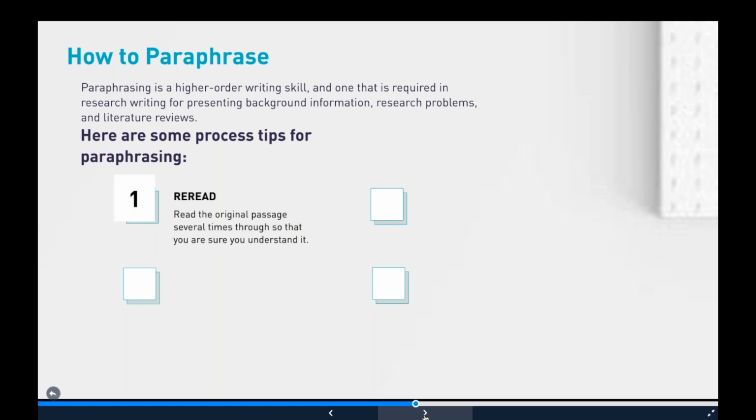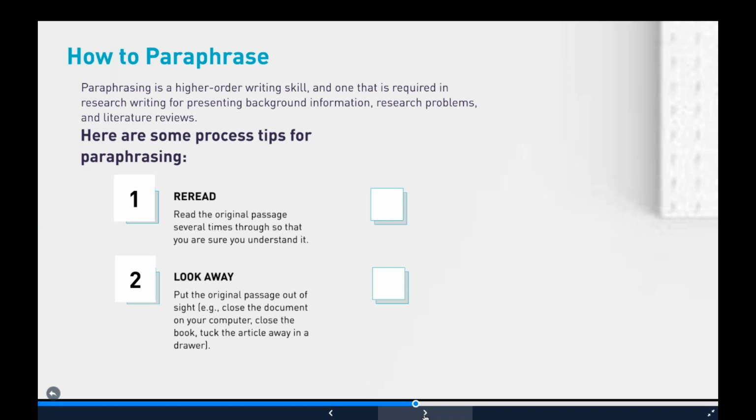Start by rereading. Don't read a passage once and try to paraphrase it. Read it at least twice so that you're sure you understand it. Then, as soon as you start to write the paraphrase, put that passage out of sight. If it's out of sight, you're not going to use the original structure and words of the passage. This will help you avoid plagiarism concerns.